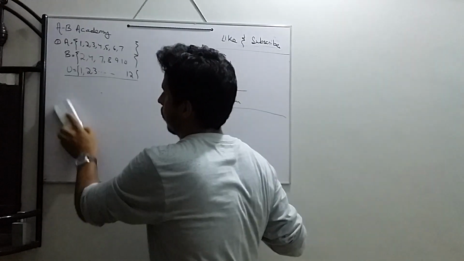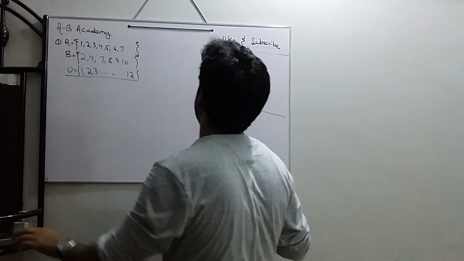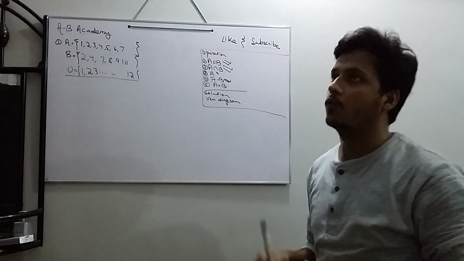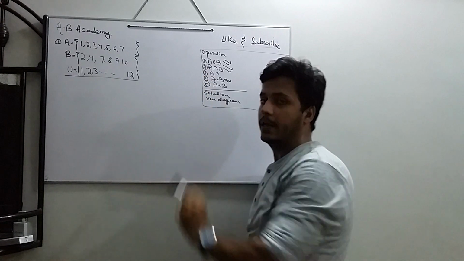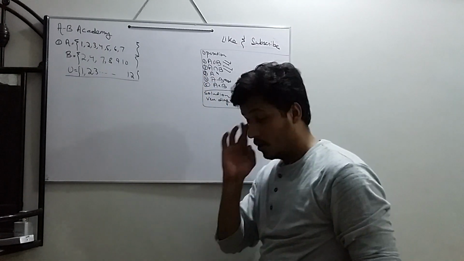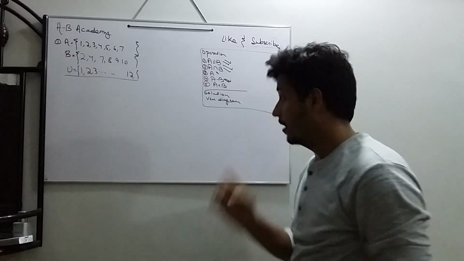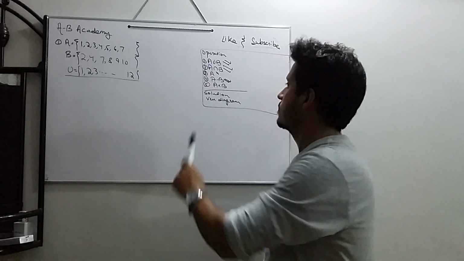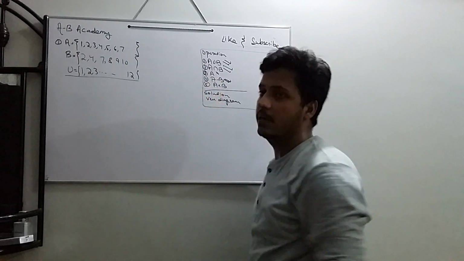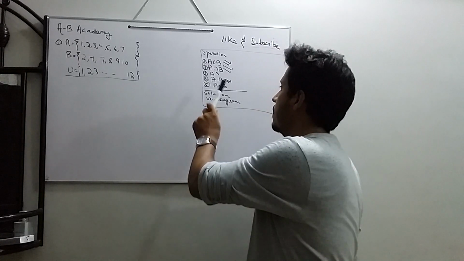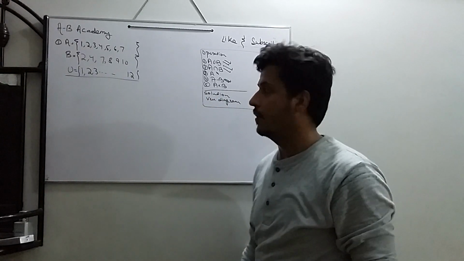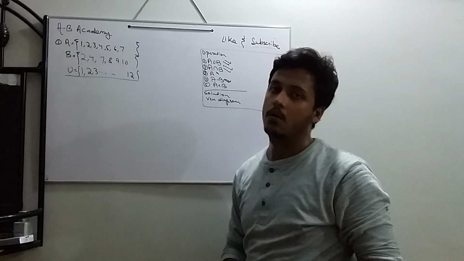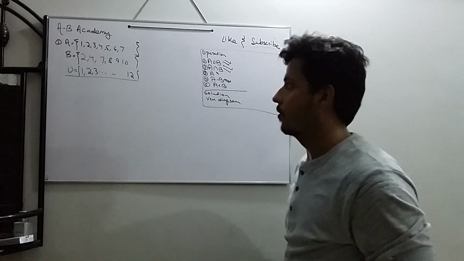Revise with me. Let's revise what we have covered today. We have covered A union B. Okay. We have covered A intersection B. We have covered A complement. We have covered A minus B, and we are now going to cover A multiplied by B.